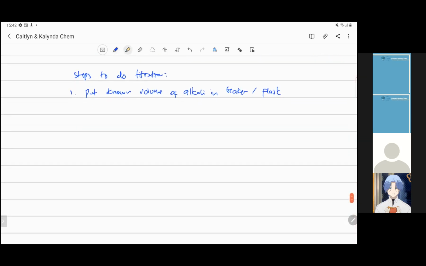Now, this is the only case where we must have numerical values. In all the other cases here, we don't need to know about numbers. But in this case, we need to check the numbers. We have to put a known volume of alkali in a beaker or flask.